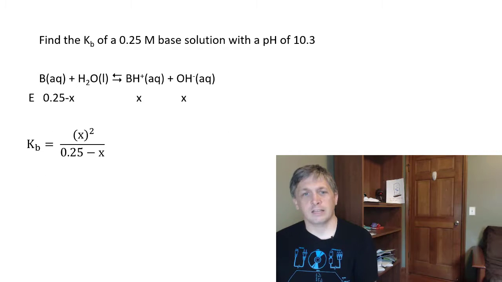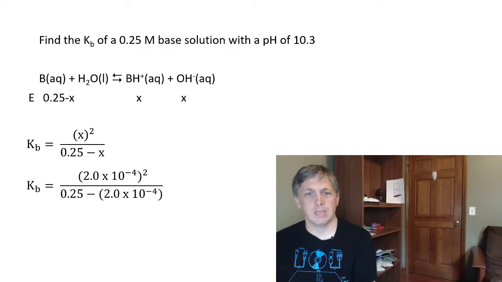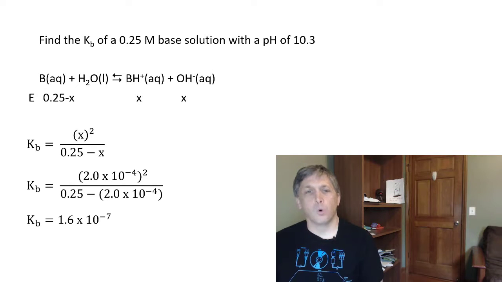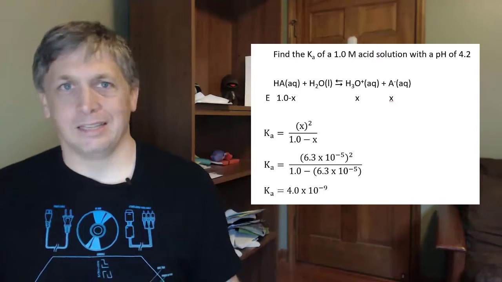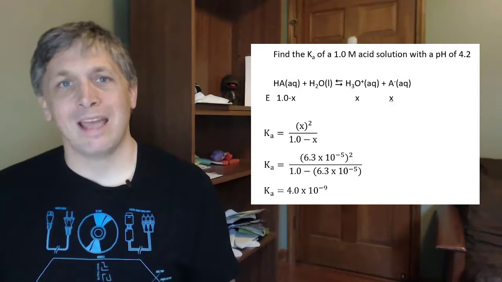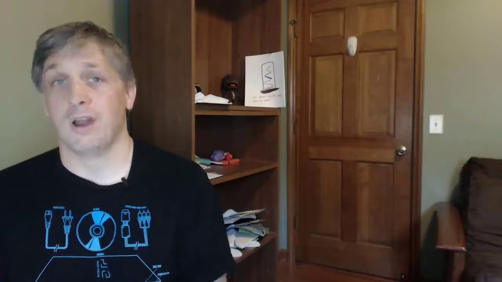So we take that value of X, plug it into our expression of Kb, and that'll give us a Kb of 1.6 times 10 to the negative 7. So if you compare that problem to the one we did previously, where you found the Ka of a solution of a known pH, it's really the exact same type of problem, and you solve it the exact same way, except with a base, there's that one little additional thing you have to do. You have to convert a pH to a pOH. Because here the X isn't directly related to the hydronium concentration, it's directly related to the hydroxide concentration.